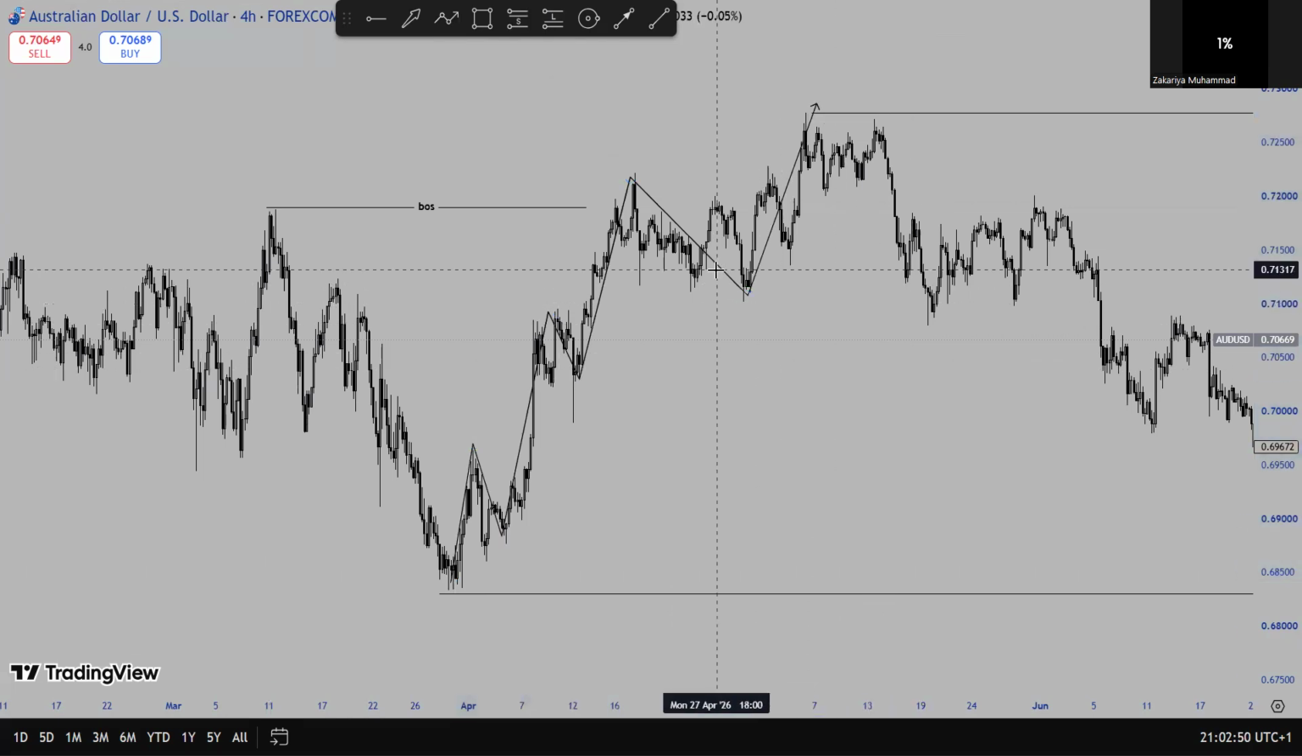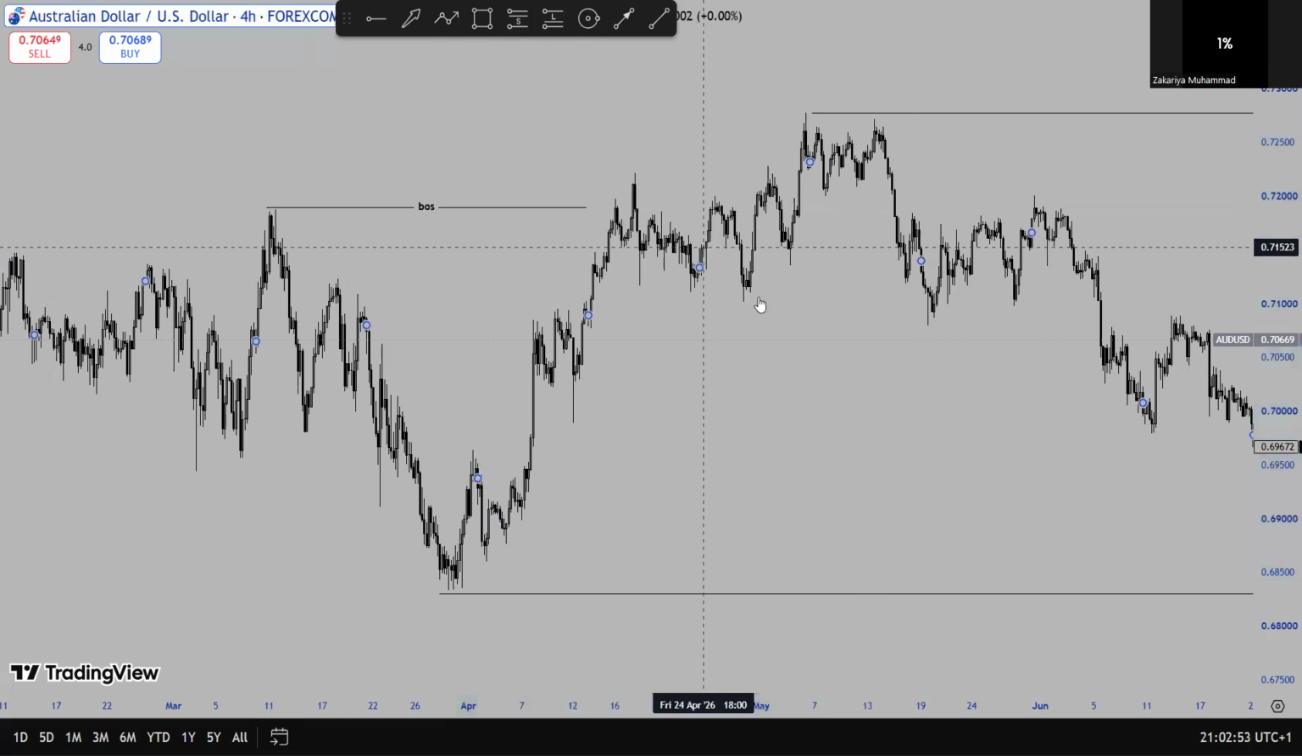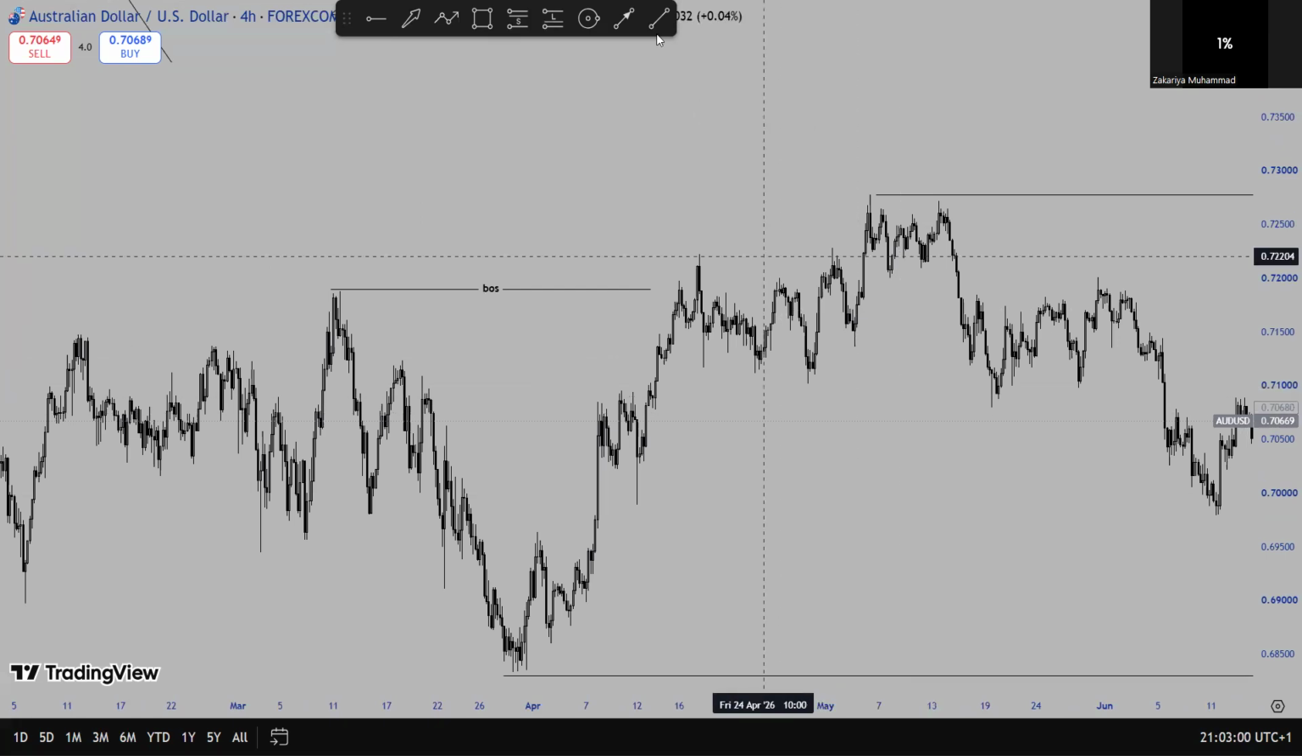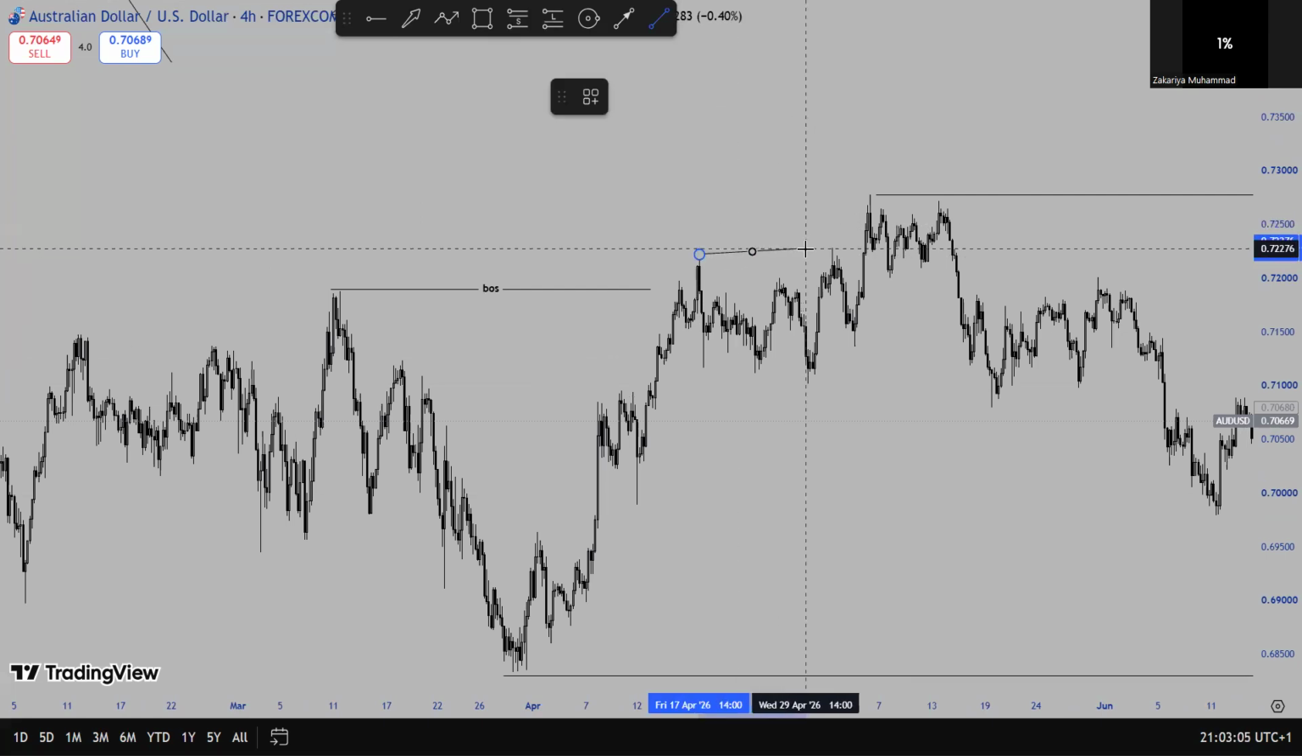How do we read the internal structure? We look for market structure shifts. That's how we can determine if our 4-hour structure has been shifted or it has not, right? To identify that, that's how we can use what? Our recent break of structure, which is what? This break of structure, market broke this structure.